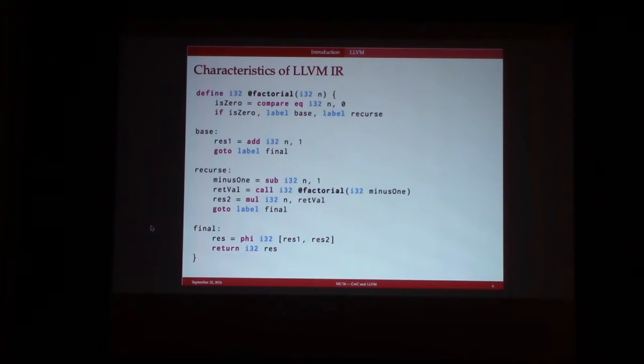LLVM IR is in a canonical form called static single assignment. This, as the name suggests, means you can only assign to variables once. We have these phi functions here which maintain the illusion of single assignment because they merge variables of different versions along different control flow paths in this basic block. So functions are basic blocks, and they're denoted by these labels here.